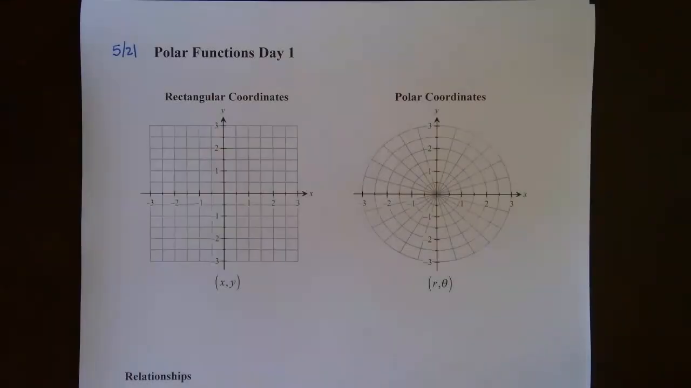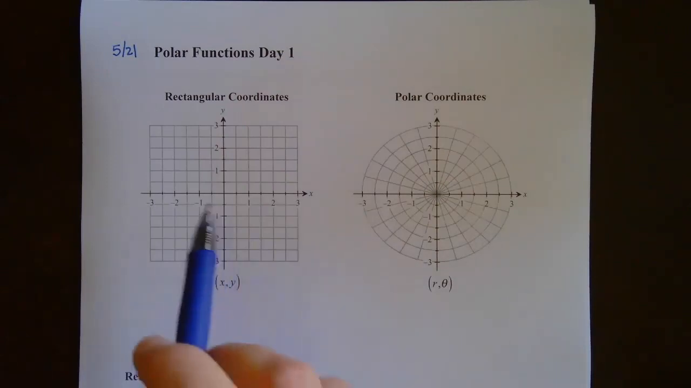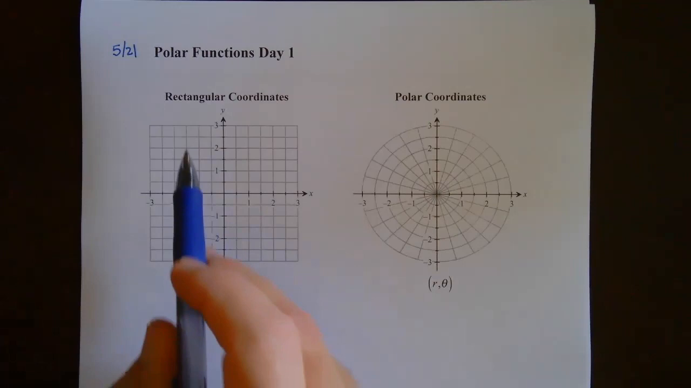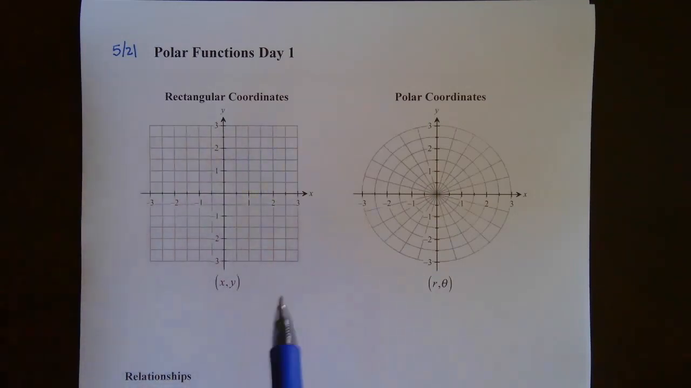Hi guys, today is May 21st and we're going to do polar functions for day one. And we're going to talk about different coordinate systems. This is the first time you've ever seen anything like this, but there are different coordinate systems. You're used to one type called rectangular coordinates. Some people call this Cartesian coordinates, from Rene Descartes, who was a philosopher and mathematician.